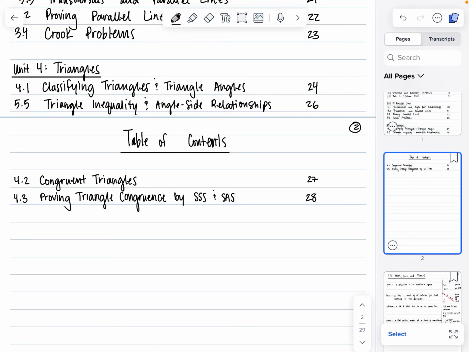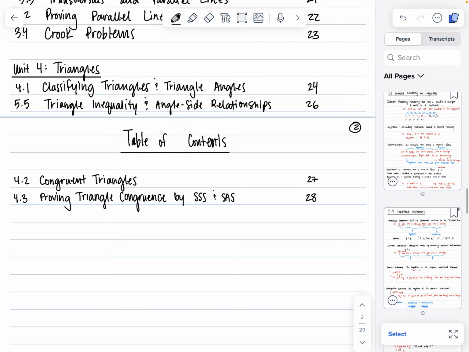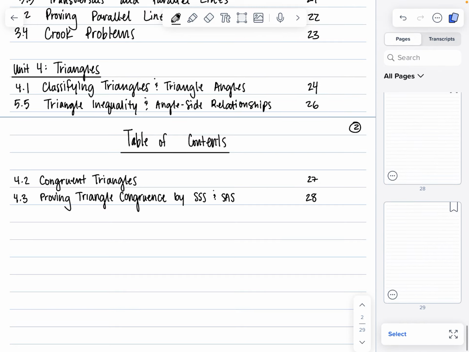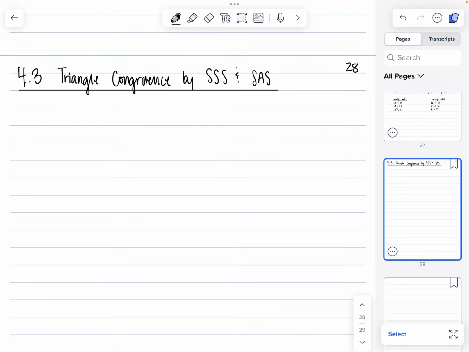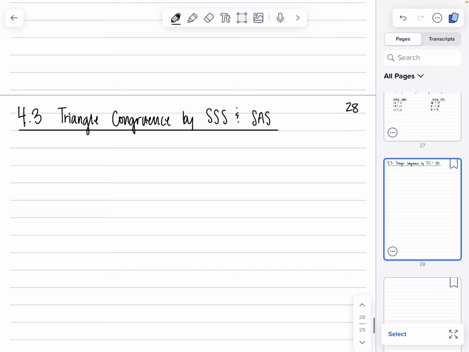Hello and welcome to our next section in our triangles unit 4.3. We're talking about proving triangle congruence by side, side, side, and side, angle, side, also shorthanded as SSS and SAS. Go ahead and freeze or pause the video as needed. Get that title in. Same thing as this title, 4.3 triangle congruence once again. And let's jump into it.